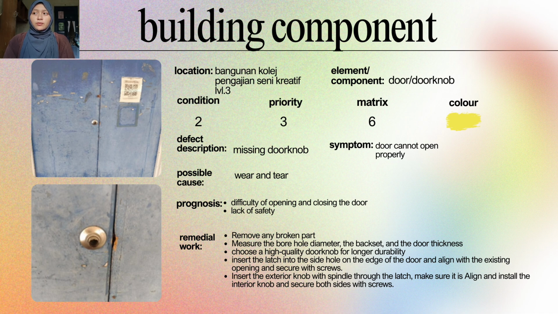Remedial work: remove any broken parts, measure the bore hole diameter, backset and the door thickness. Choose a high quality doorknob for longer durability. Insert the latch into the side hole on the edge of the door, align with the existing opening and secure with screws. Insert the exterior knob with spindle through the latch. Make sure it is aligned, install the interior knob and secure both sides with screws.